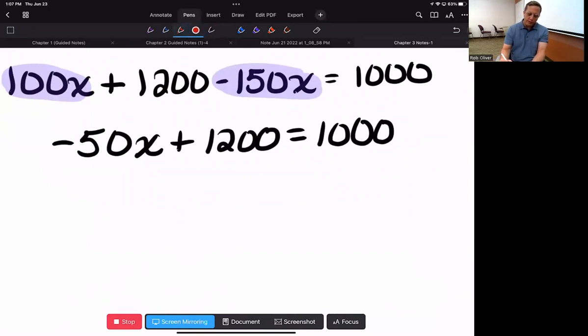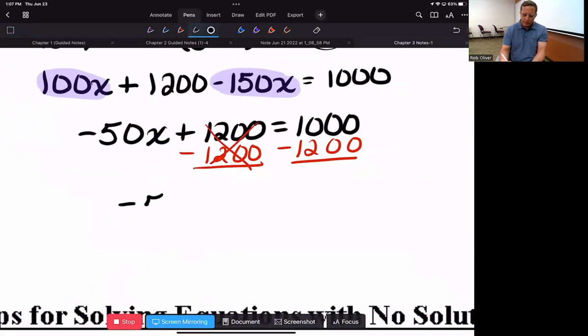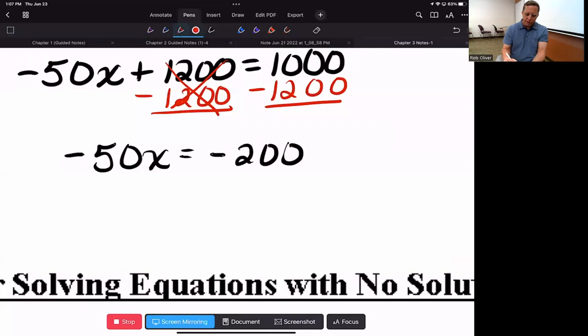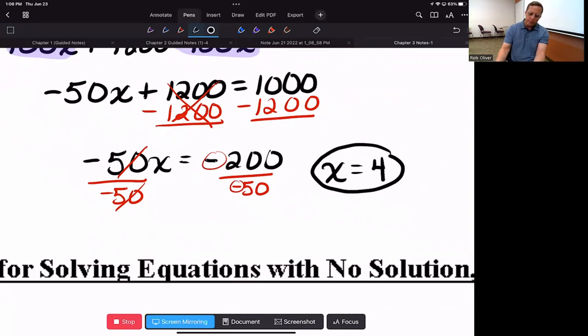There you go. And then we're going to subtract 1,200 from both sides. Those cancel out right there. Rewrite it: negative 50x equals negative 200. At this point, it's one more step. Divide both sides by negative 50. Those cancel off, and a negative divided by a negative is positive, so you get x equals positive 4.